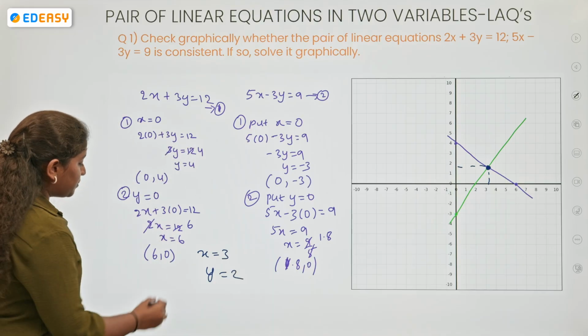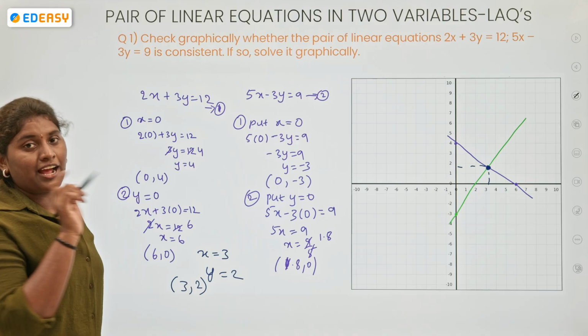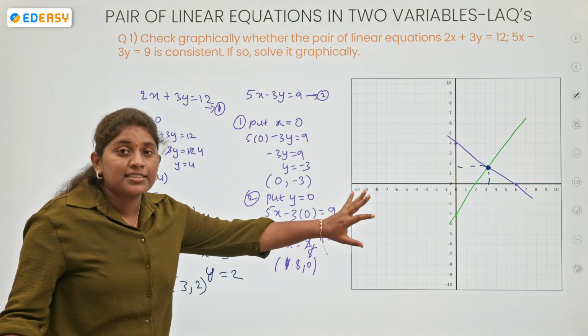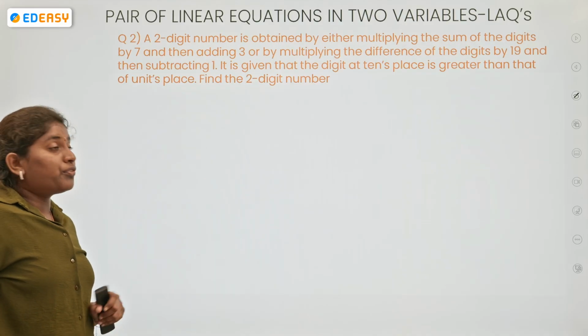So the solution will become (3, 2), and we got it from the graph. This is how we are going to find the consistency from the graph. Okay, moving to the next.